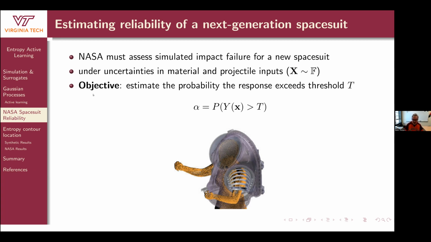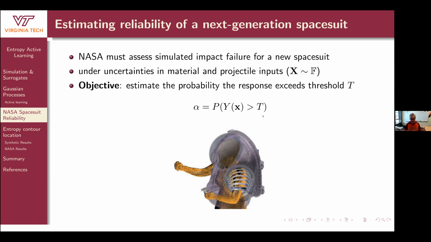And their objective with these inputs is to study the probability of some Y, here basically a force. If a force exceeds a certain threshold under these inputs, then there's a failure, like a tear in the spacesuit, and those things happen with some probability alpha. And they're interested in understanding this distribution, the probability of failure under the input distribution X.